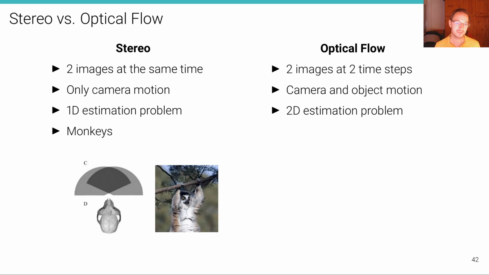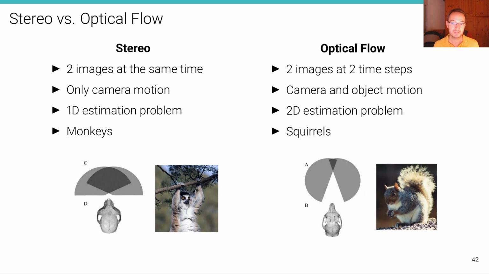And there's also biological examples for both of these. For example, monkeys, they have eyes oriented forwards like we humans have. And so they have a large overlapping field of view which we can use to do stereo. In contrast, squirrels, they have their eyes towards the side. And so they have a very small overlapping field of view. They use stereo much less than monkeys do, but they have instead a full 360-degree surround view, and they can use optical flow to detect motion almost everywhere around them.